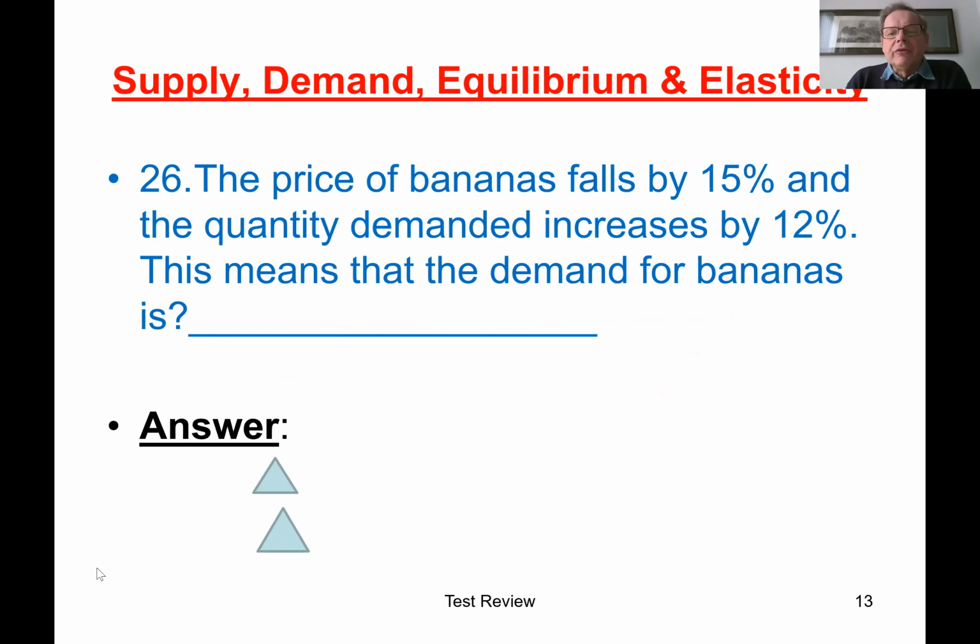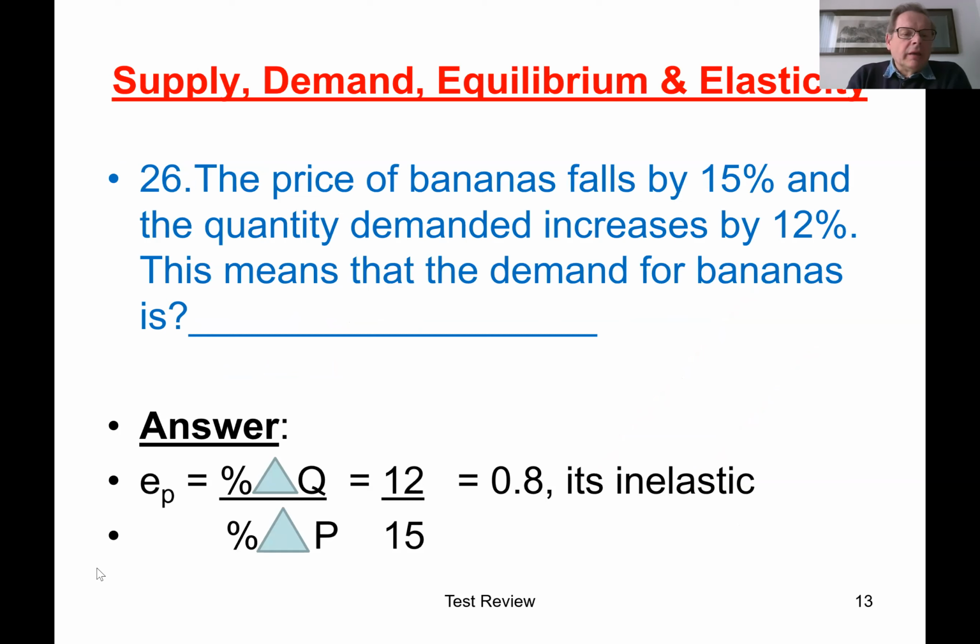The price of bananas falls by 15% and the quantity demanded increases by 12%. This means that the demand for bananas is blank. You've got a hint to what you have to do here. So we will use the equation. The price elasticity of demand is equal to the percentage change in quantity divided by the percentage change in price. We get 12 over 15, 0.8. It is less than 1, therefore it is inelastic.